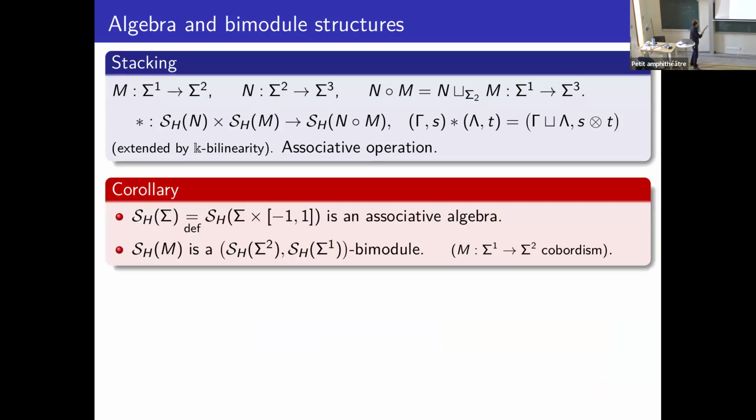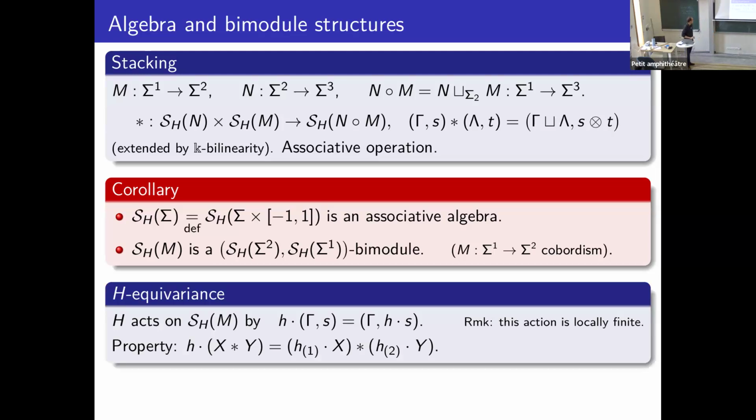And this very simple observation implies important facts, which is that if I define SH of sigma to be the stated skein space of the cylinder for sigma, then this is an associative algebra. The stacking gives you an associative product. The unit element is just the empty skein. And if you have a cobordism between two surfaces, sigma 1 and sigma 2, then by stacking, you get a bimodule structure. Okay, so this construction gives you algebras and bimodules.